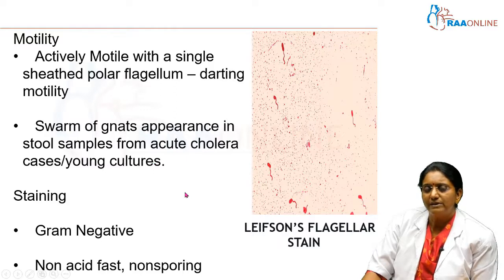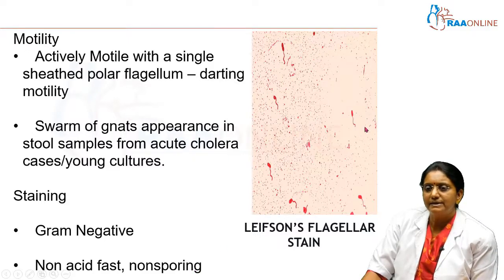So two phrases to describe the Vibrio. One is with respect to the motility, that is known as swarm of gnats appearance, and regarding the staining, it is known as a fish in stream appearance. And the commonly used stain in microbiology, we all know it is Gram stain. So in Gram stain, it is Gram negative. It is not an acid fast bacteria and it does not produce any spores.